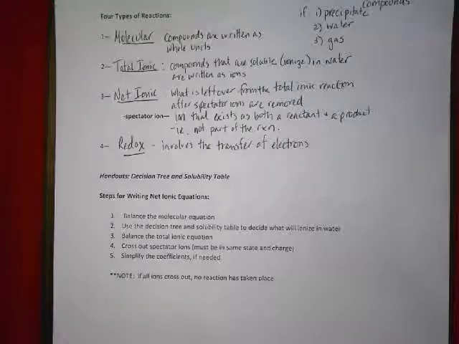We make sure that we have the correct coefficients in front of everything. If things are on both sides, so we have ions that are present on both sides as a reactant and a product, they have to be in the same state of matter and they have to have the same charge. They can cancel out. And then we write down what is left over and we simplify the coefficients if needed. Things should always be in lowest terms.